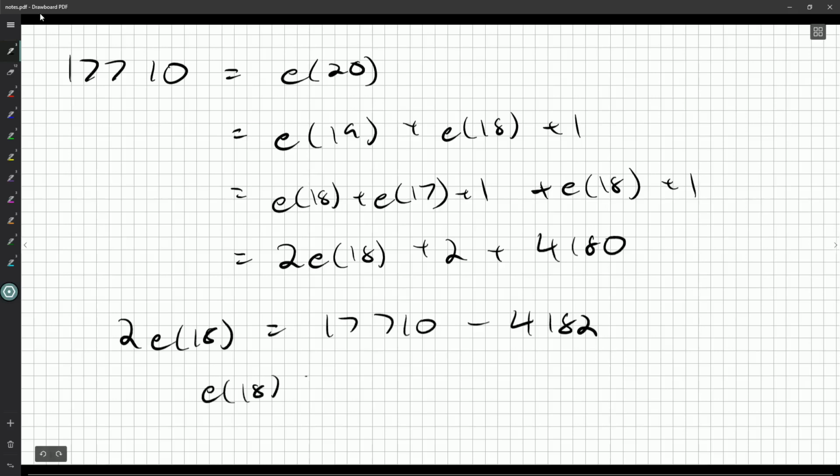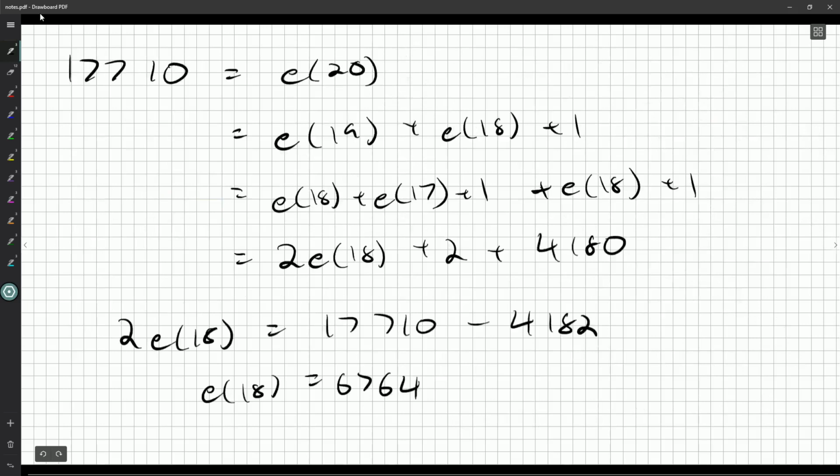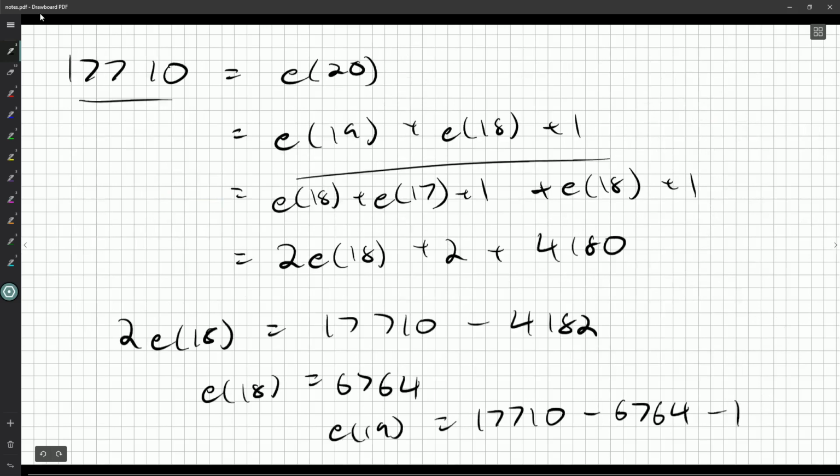And look at that, 6,764, which I think is what we had previously. Yes, it was. And then from there, I can use this to work it out. So E19 is 17,710 minus 6,764 minus another 1. And look at that, 10,945. So again, very nice. So this is probably the way you were meant to do it. You're meant to find this recursion. We're done.